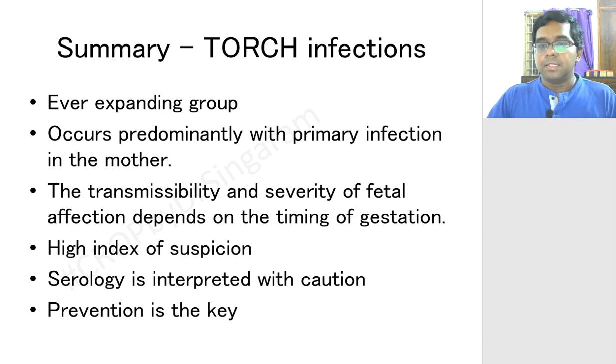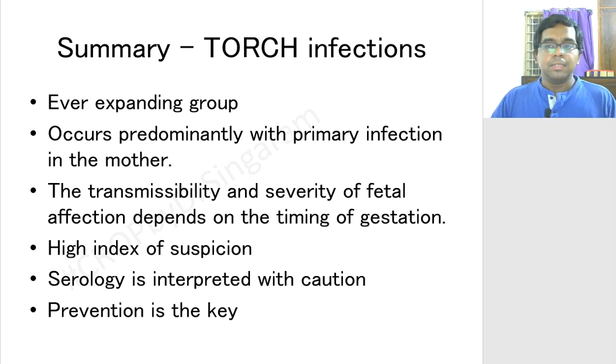So, as a summary, TORCH infections is an ever-expanding group. I have told you that the latest addition is the Zika virus. Next, for a TORCH infection to affect the fetus, it should be a primary infection in the mother, meaning she should have acquired the infection for the first time. As I have told you before, reactivation usually causes less chance of infection to the baby. And in general, transmissibility as well as severity of infection depends on the period of gestation. In general, the first trimester is the highest risk period. Always remember the exception which I have told you during the course of discussion.